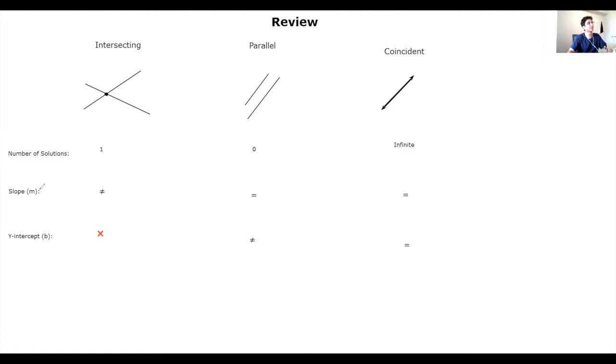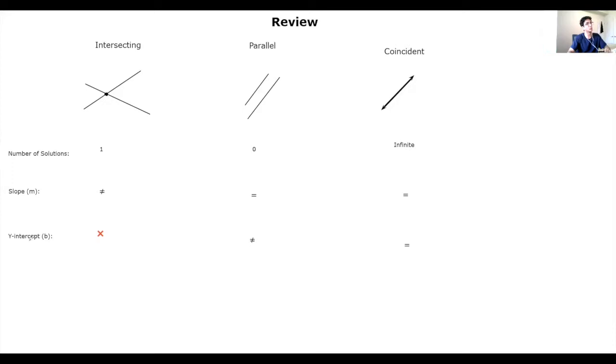We also look at the slope and the y-intercept when we're looking at the slope-intercept format of the equations of these lines. The way we can identify which one is which is through these methods. When we look at the slope, you notice that intersecting lines have different slopes, hence why they cross over. Parallel lines have the exact same slope, and it is the same with coincident lines. Therefore, if you look at the slopes and you notice that the slopes are not the same, then you have intersecting lines.